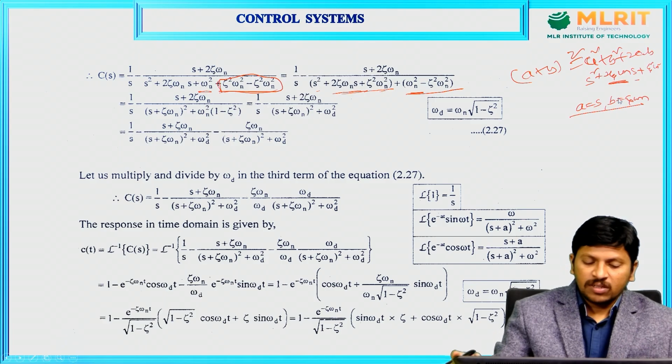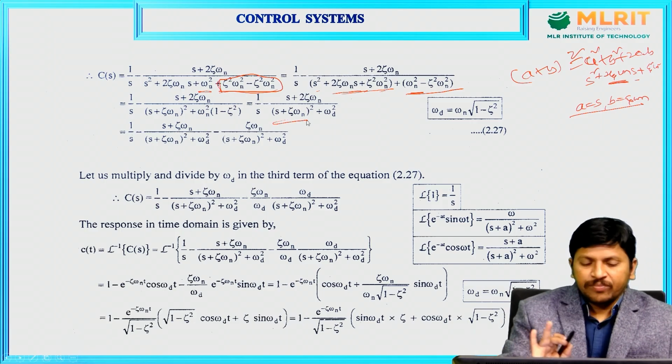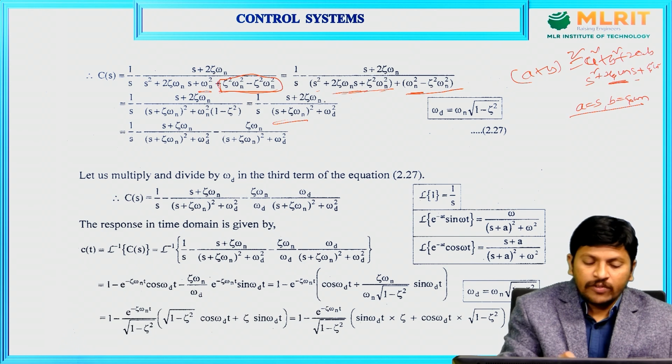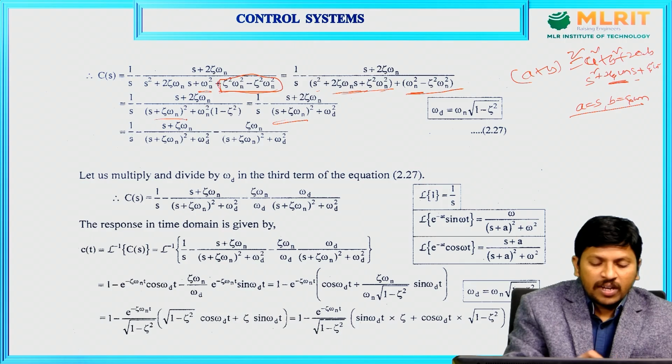Consider a plus b, so s plus b whole square. From this equation, 1 by s minus s plus 2 zeta omega n over s plus zeta omega n whole square, plus omega n square minus zeta square omega n square.